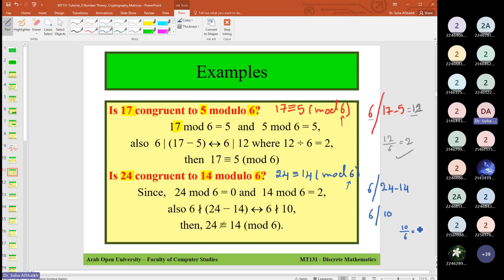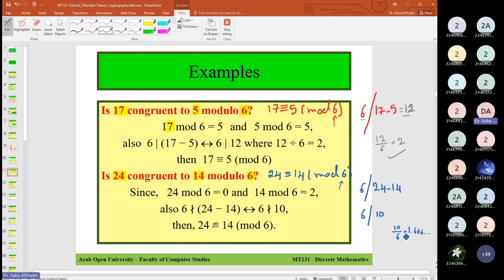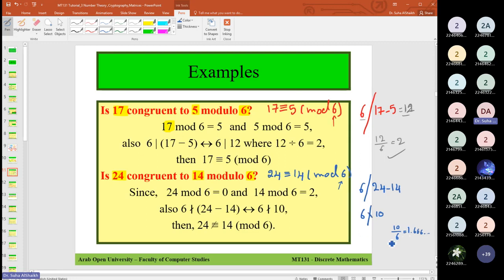it's equal to 1.666 and so on. So actually no, 6 is not dividing 10. 6 is not dividing 10. This means 24 is not congruent to 14 mod 6. Okay? So this is the meaning of congruent. Congruence comes either from the remainders of division, or from the number inside dividing the difference between the two numbers we have.